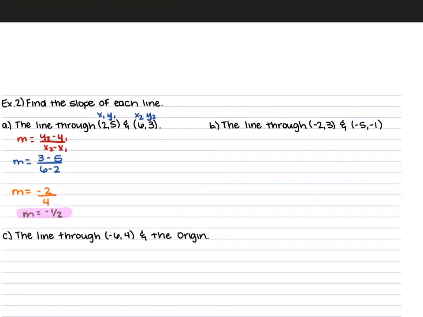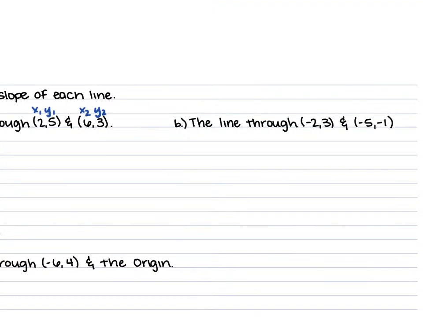For B, we have the ordered pairs (-2, 3) and (-5, -1). So just for the sake of switching this up, I'm going to use the second point as x1, y1, and the first point as x2, y2. So like I was saying, you can rearrange the points. So the first point can be your second point, the second point can be your first point, doesn't matter. But if you take your x2 as -2, your y2 has to be the 3. It has to come from the same ordered pair.